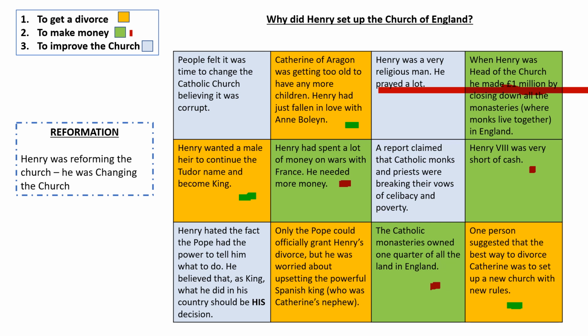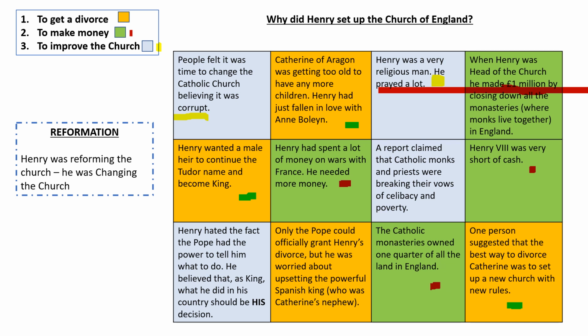And then the final reason why Henry wanted to set up the Church of England was to also improve the church. Remember, he's really religious. He wanted to maybe make it better. So people felt that it was time to change the Catholic Church because they thought it was corrupt, and this was happening all the way across Europe, not just in England. Henry was a very religious man. He prayed a lot, so obviously his intentions surely would have been in the right place.